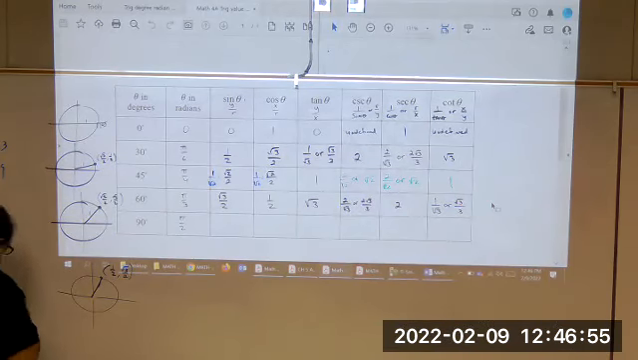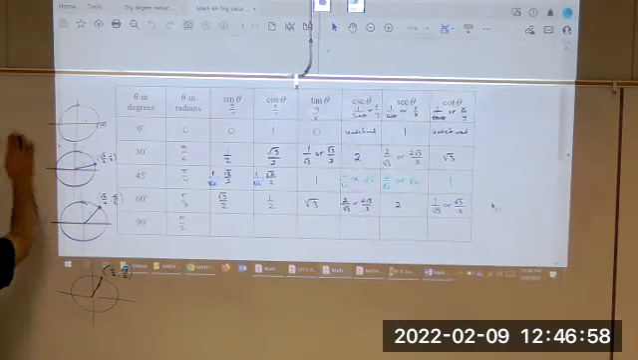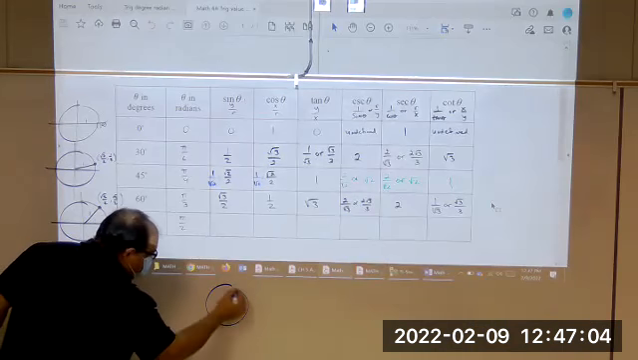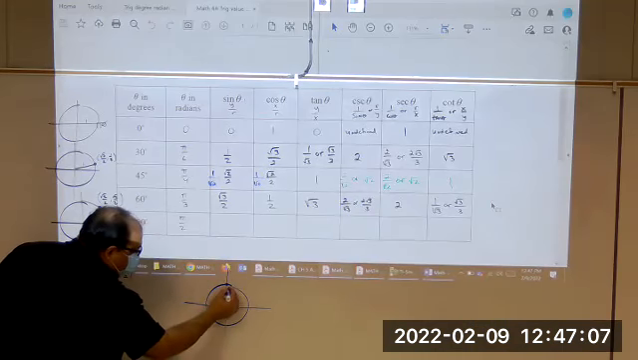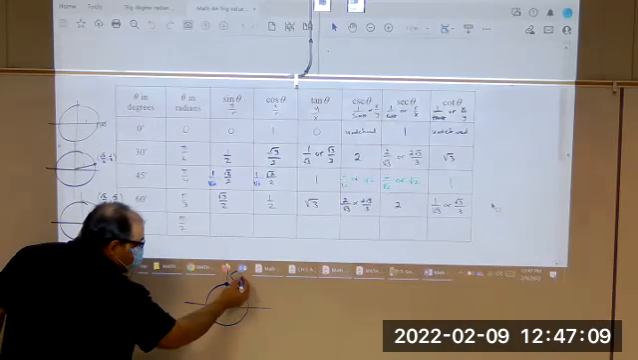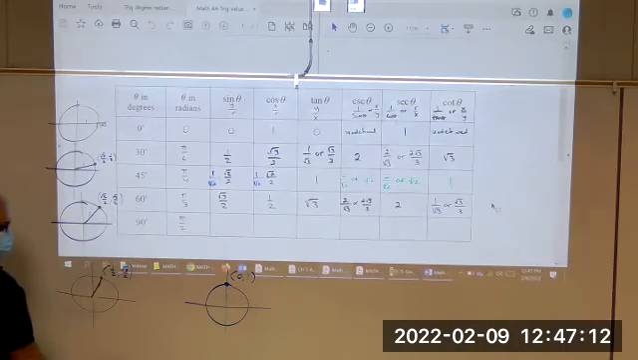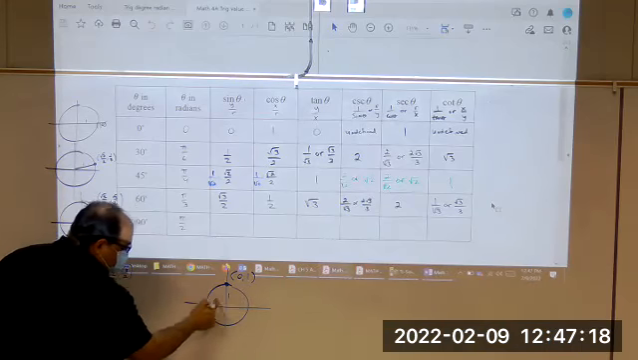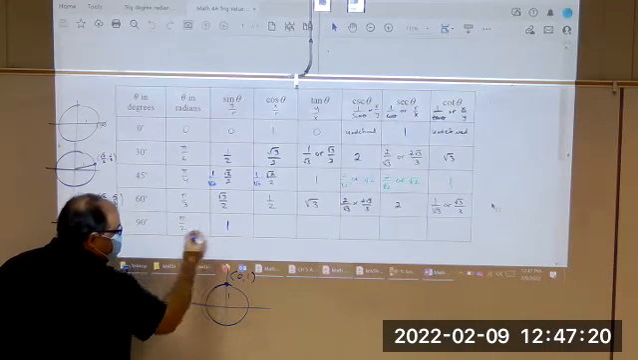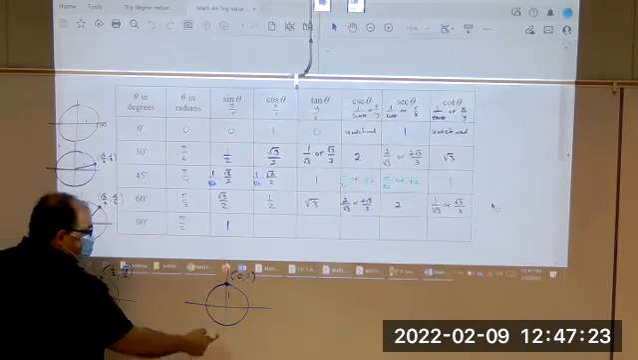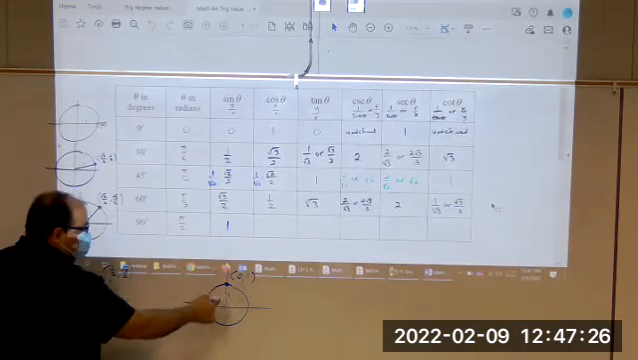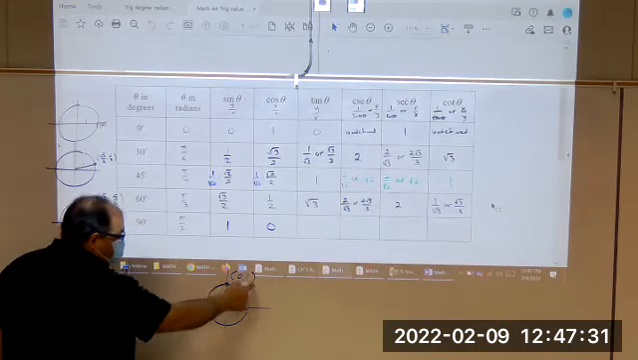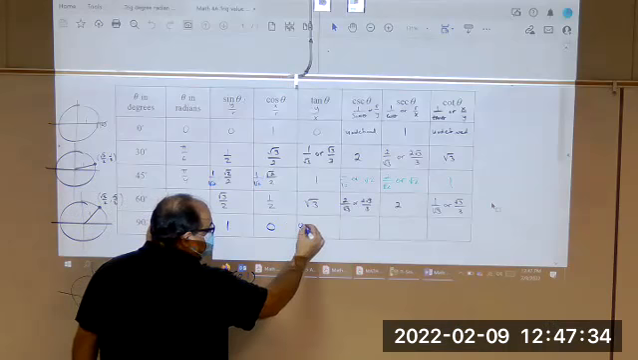And then the last but not least, at 90, right up here at 90, x is 0, y is 1. So the sine of 90 is the y over the radius, which is still 1. 1 over 1, the sine of 90 is 1. Cosine is x over the radius. 0 over 1 is 0. And as I showed you earlier, the tangent at 90 is y over x. 1 over 0 is undefined.